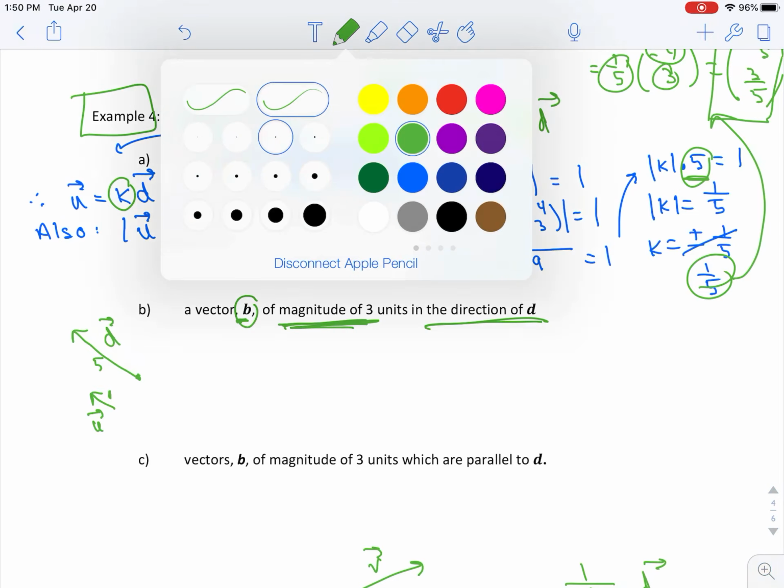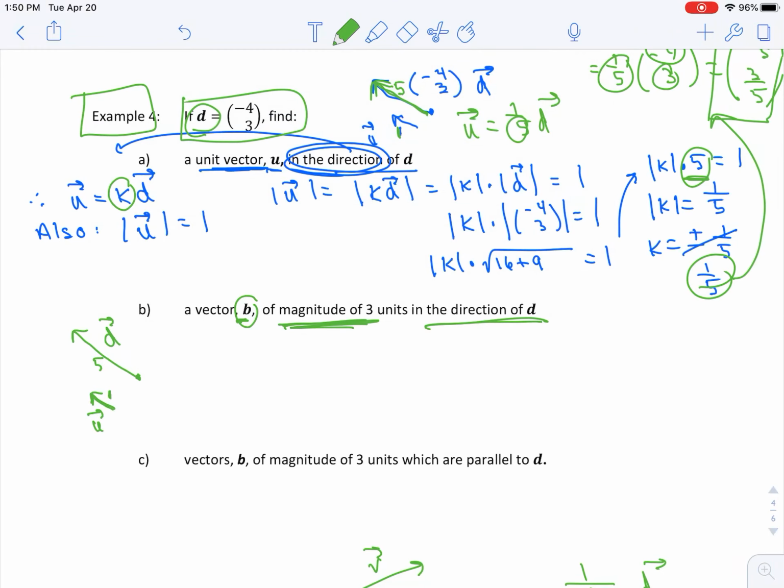Well, we already have this unit vector right here that's going in the same direction as D, and it's 1 unit long. So basically our vector B that we want is simply going to be 3 times the unit vector, right? We want basically 3 of these, and that'll give us a vector of magnitude 3 that goes in the same direction as D.